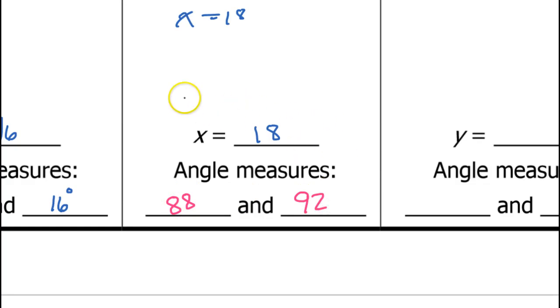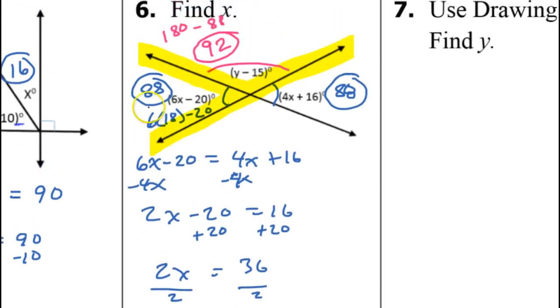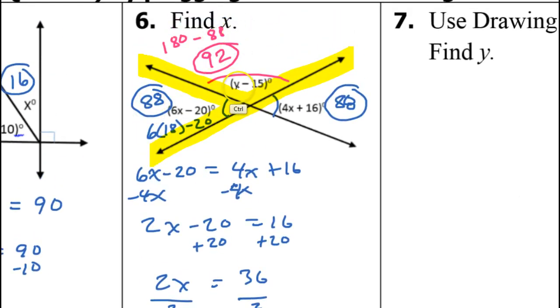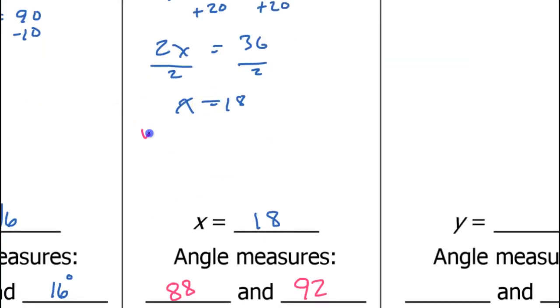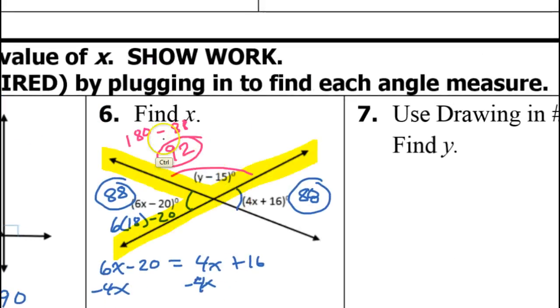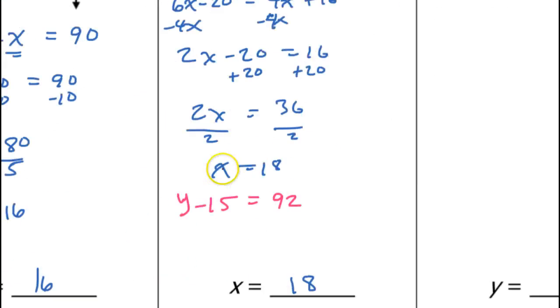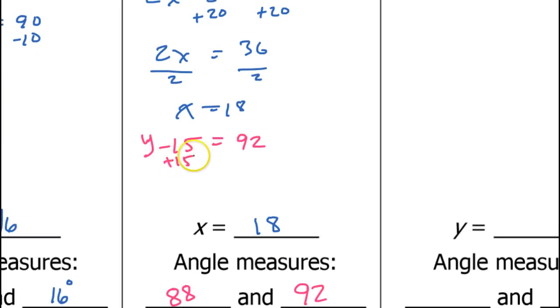So technically, I'm done. If they did ask me to find y, which would be a totally valid thing to ask, then I know that y minus 15 must equal 92. So that's what I would do. I would say y minus 15 must equal this 92. They're in the same spot. And so I would simply add 15 to both sides. So that's going to give me 107. They didn't ask me for that, but we could have found it.